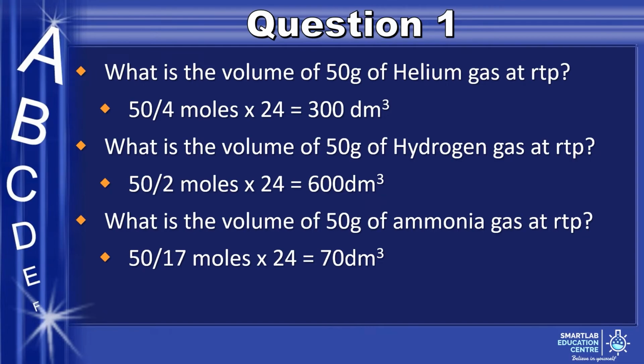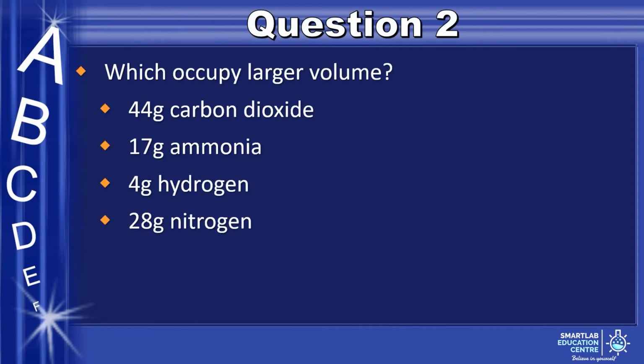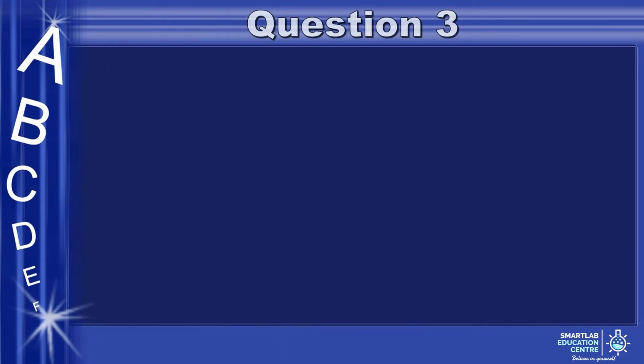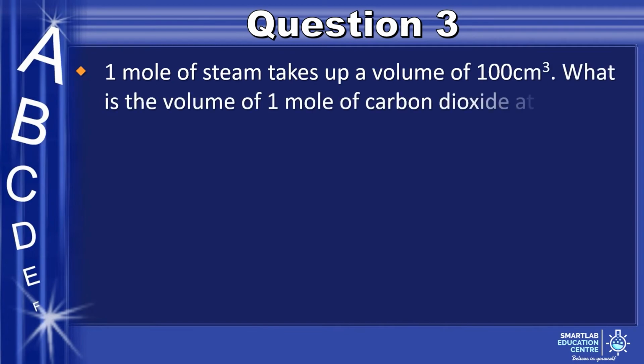Look at these four options, and out of them which one would occupy the larger volume? The answer will be 4 grams of hydrogen. Given that 1 mole of steam takes up a volume of 100 centimeters cube, what is the volume of 1 mole of carbon dioxide at the same temperature and pressure? The answer will be 100 centimeters cube.